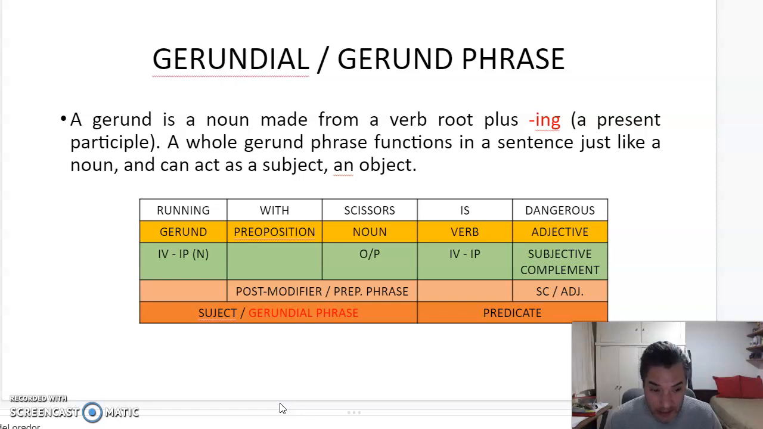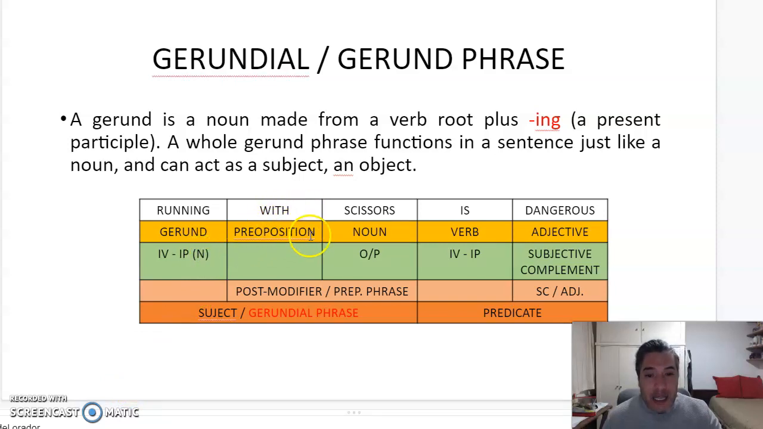You know that run is a verb. Even running can be considered a verb with ing. But in this case, this running is a gerund. And this gerund, even though it is a verb, acts as a noun. Can you see? It acts as a noun.